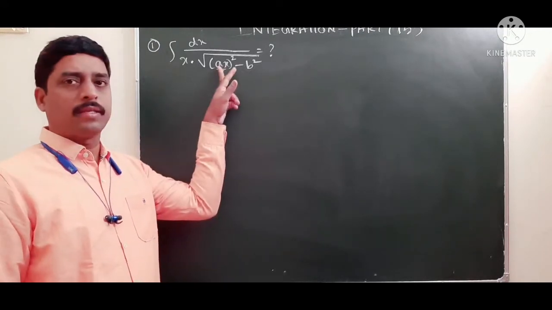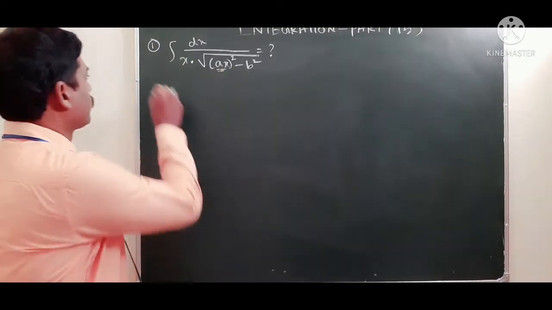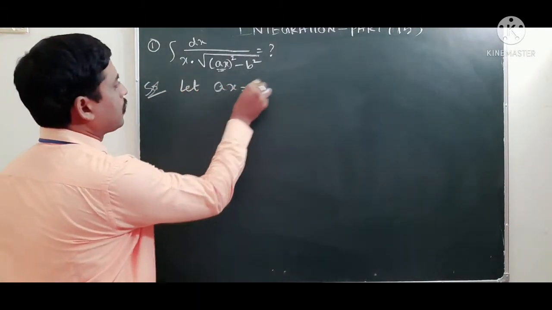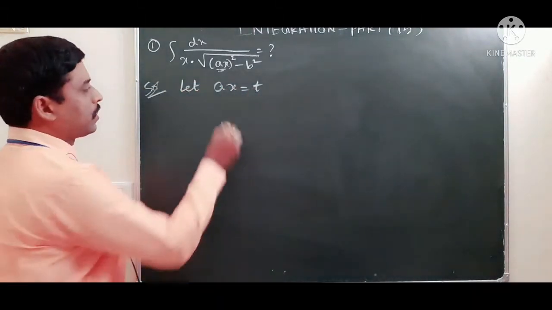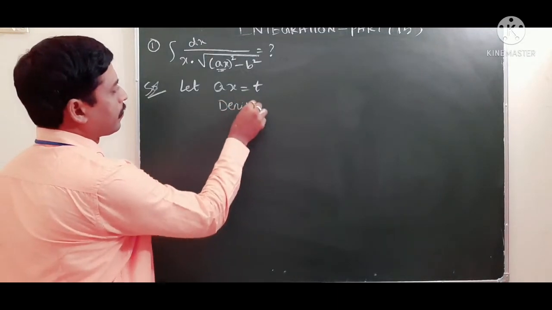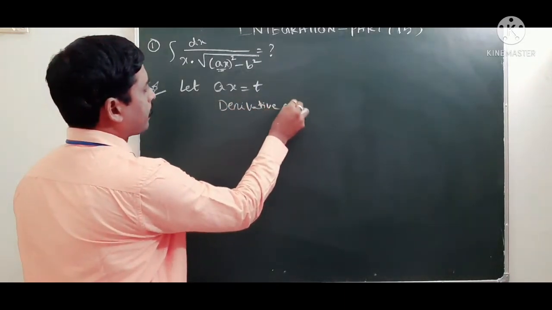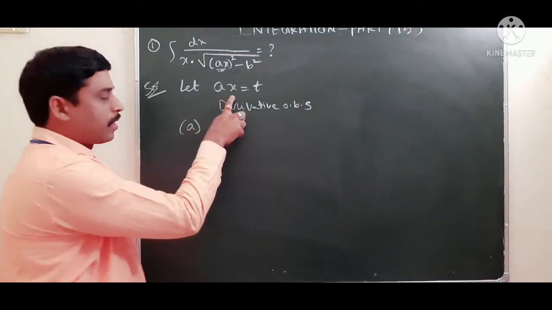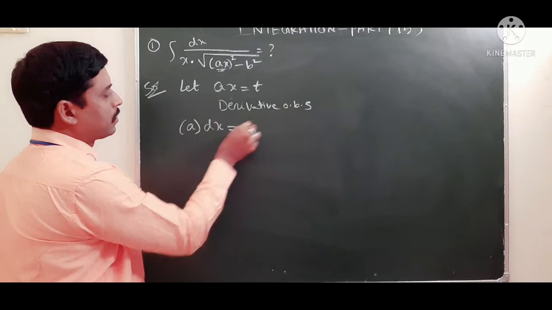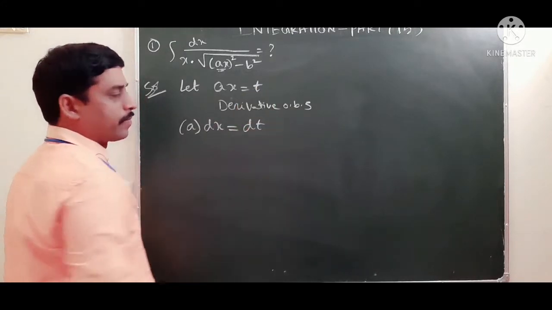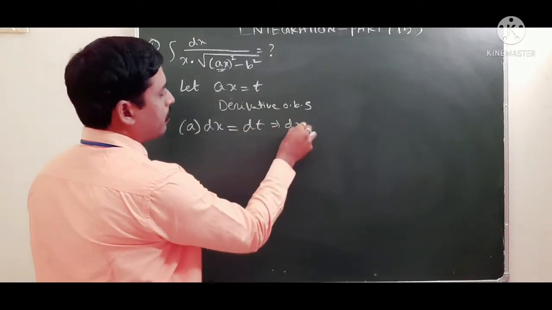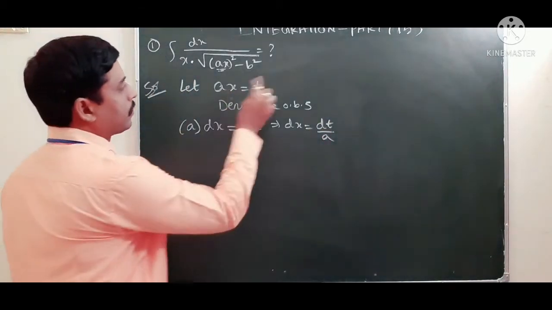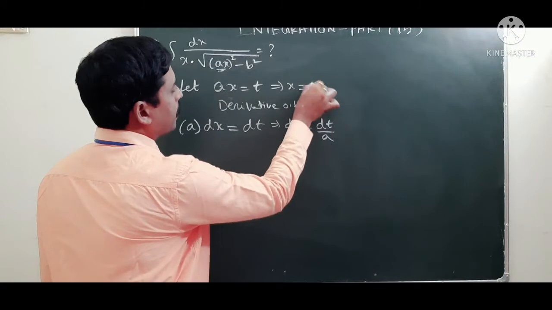So let us take ax is equal to t. Now take the derivative on both sides. a is a constant, the derivative of x gives dx, and the derivative of t is dt. Therefore dx is equal to dt by a. From this equation, x is equal to t by a.